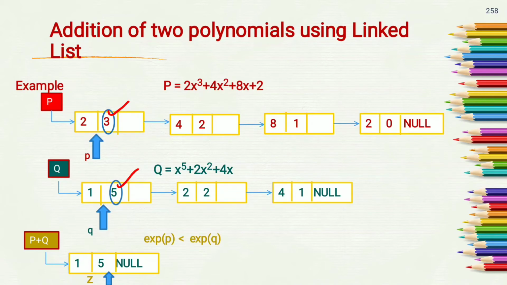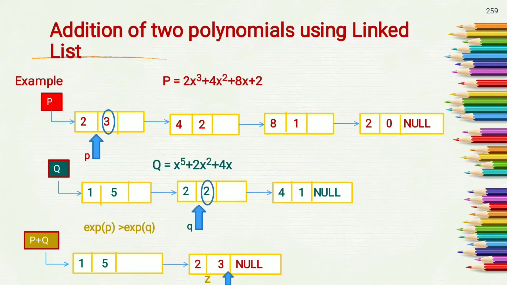Here you can see the value 5 is greater than 3. That means the exponent of Q is greater than the exponent of P. So we have to copy the coefficient of Q into the coefficient of Z and copy the exponent of Q into the exponent field of Z. And in the link field we have to store null because this is the first and last node of the P plus Q polynomial. Now we have to move this pointer to the next node.